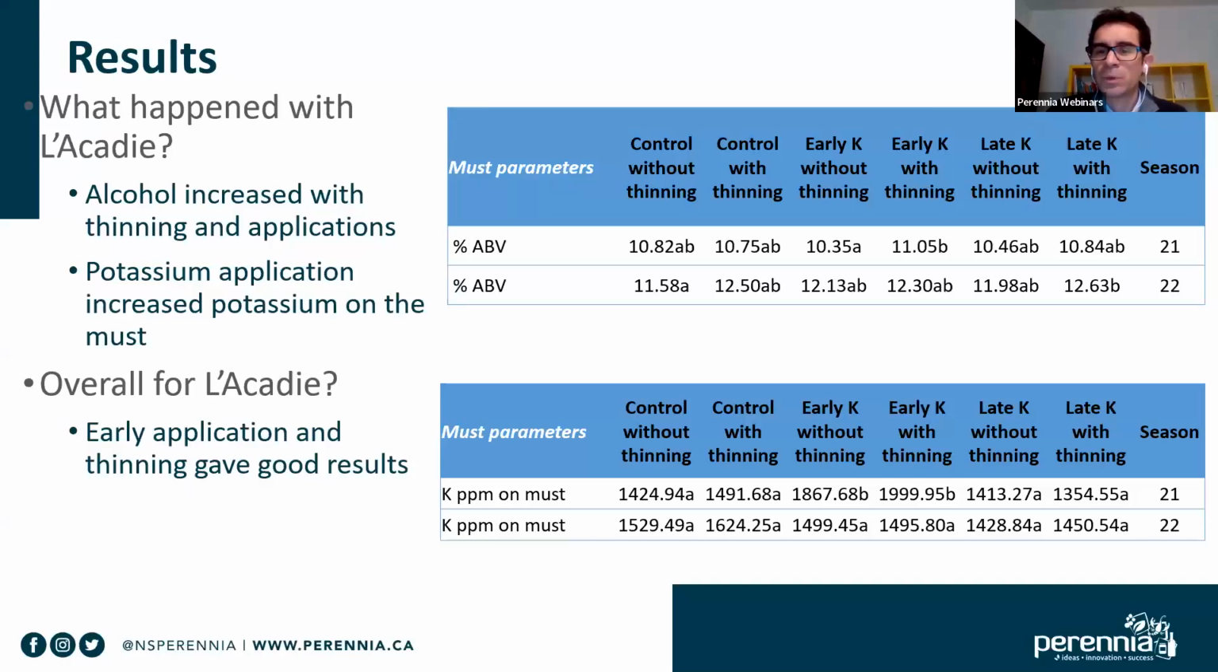And even though we don't want to thin, one good strategy is to apply a small amount of potassium, depending on the conditions of the soil and the plant, to supplement this missing nutrient, and it can impact in a positive way the alcohol accumulation.